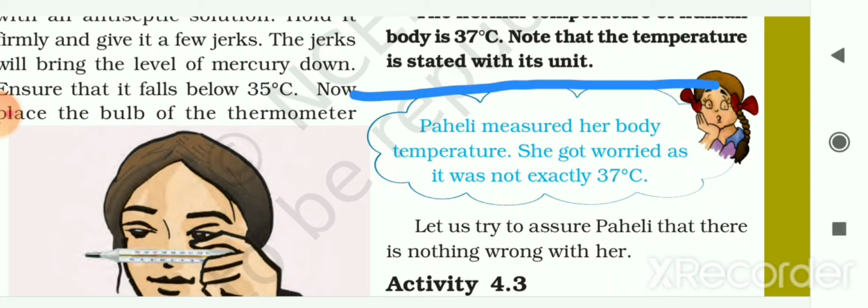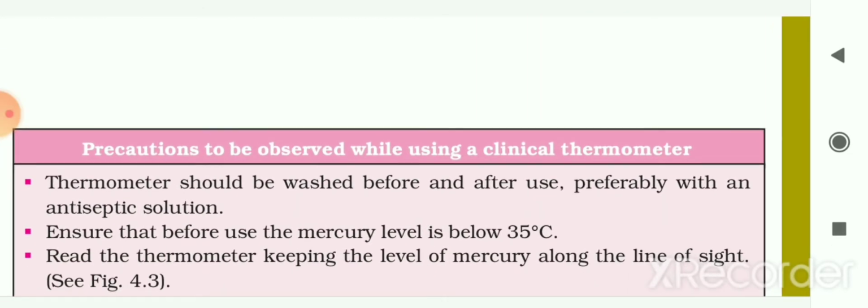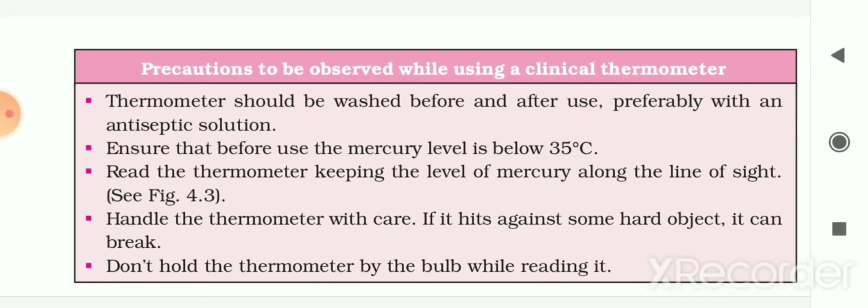Now let us try to assure Paheli that there is nothing wrong with her. It is normal that some variations are there in the body temperature of different persons. So for that, let us see the next activity. But before that, let us see some precautions to be observed while using a clinical thermometer. The precautions are given here.